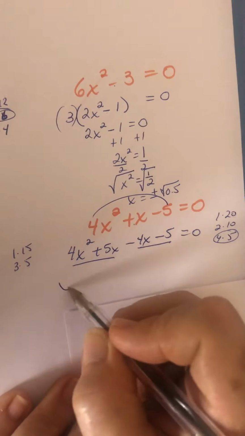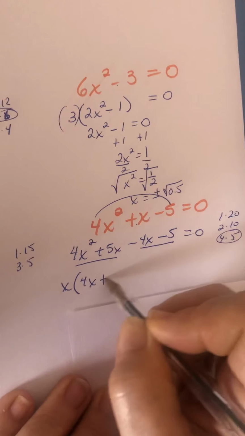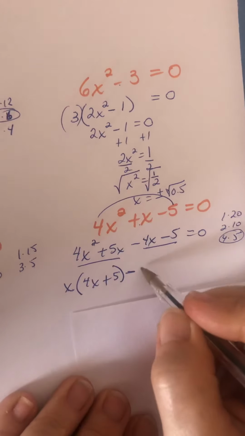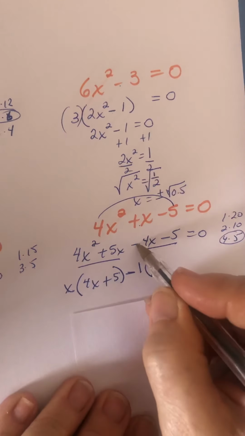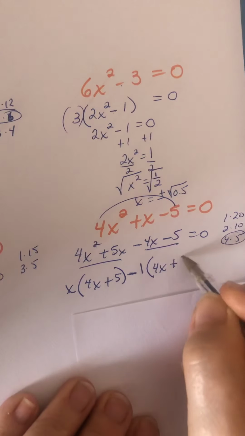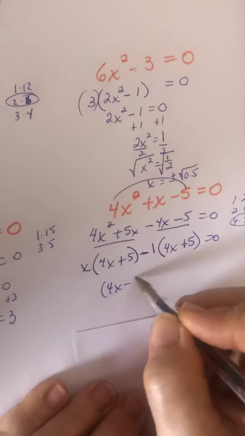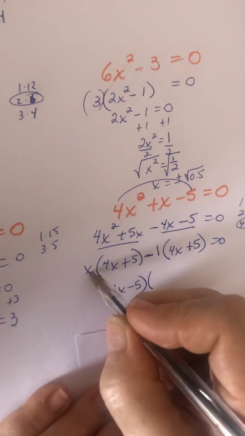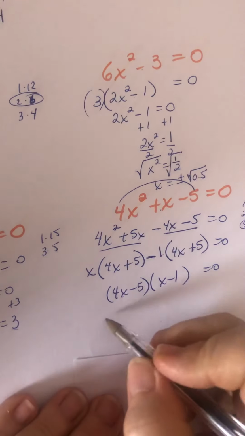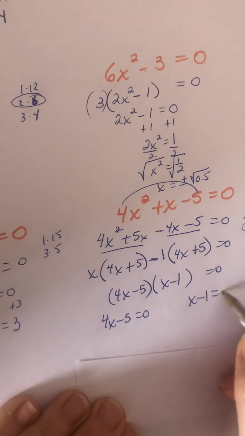Greatest common factor, x. 4x squared divided by x is 4x. 5x divided by x is 5. Minus greatest common factor, 1. Negative divided by negative, positive. Negative divided by negative, positive. What's in common? 4x minus 5. And what is left? X minus 1 equals 0. Now we say 4x minus 5 has to equal 0, or x minus 1 has to equal 0.